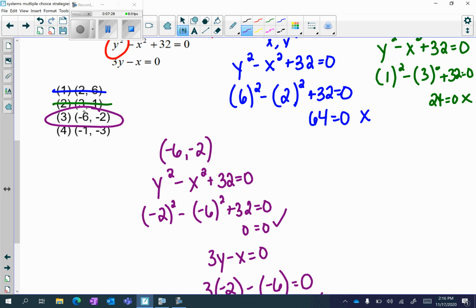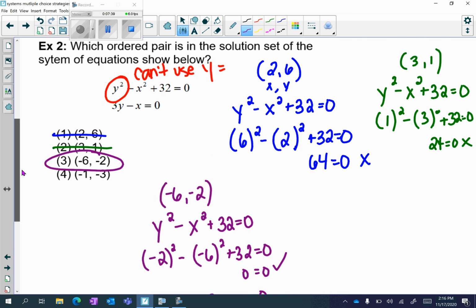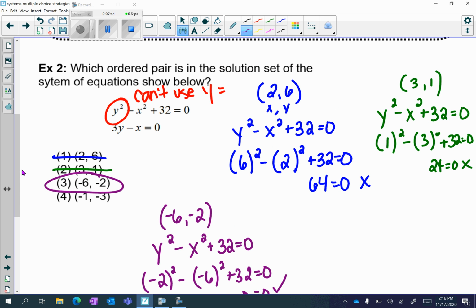So those are your 2 multiple choice strategies. If you can put both equations in y equals, you're going to use the y equals button and the table or the point of intersection. If you have a y squared, like we did in example 2, you can't use that method. So you're going to just substitute in since it's multiple choice.